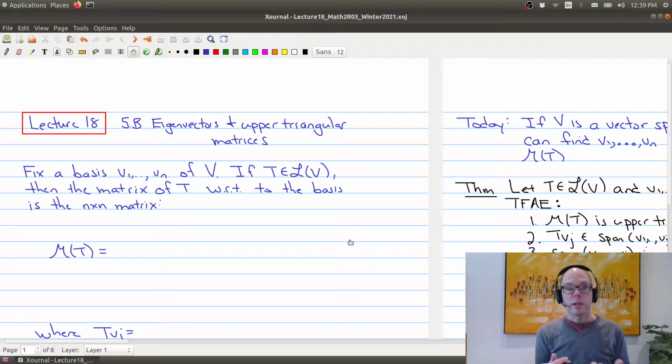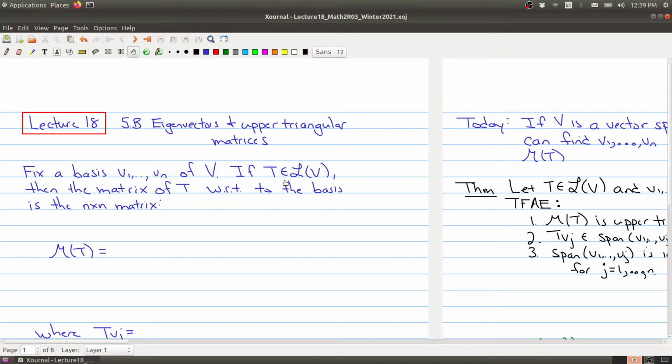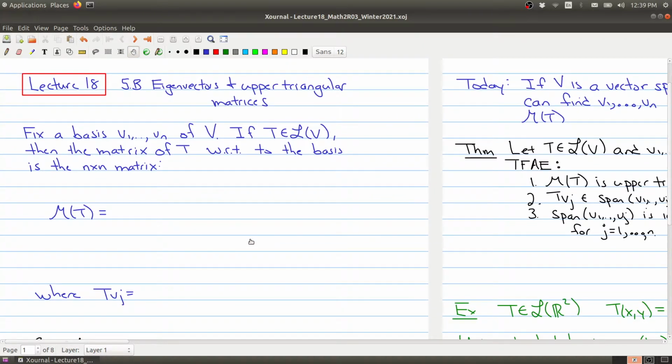Just to remind ourselves of something we did back in chapter 3: once we fix a basis of our vector space, and we take a linear map, in this case a linear operator T, then there's a matrix associated to T. So let me make myself disappear here, and we can see a little more about this matrix. A reminder is that the matrix of T with respect to this basis is an n by n matrix that looks something like this.